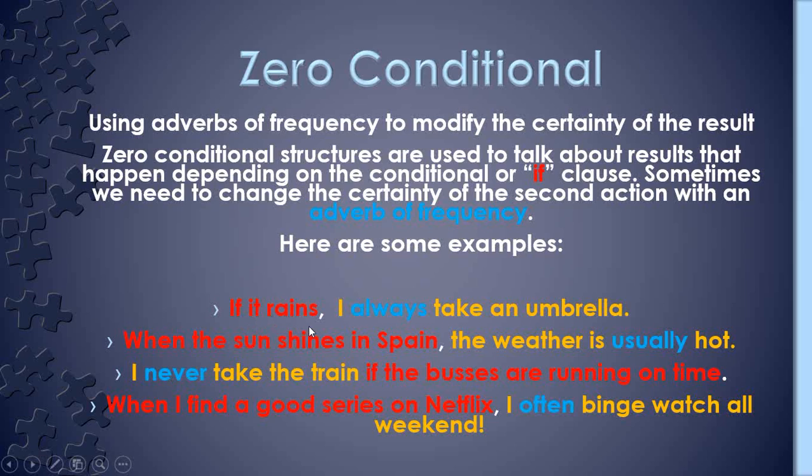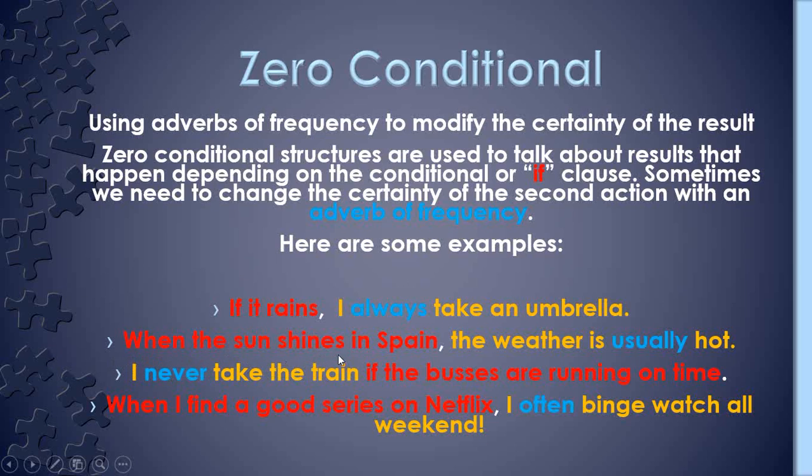If it rains, I always take an umbrella. Here we have 100% certainty for this part of the sentence. Always represents 100%. Every time that I take an umbrella, it's because it's raining. If it rains, I always take an umbrella.